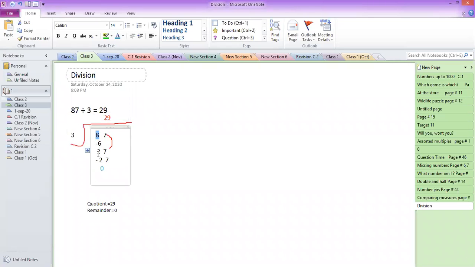8 minus 6 equals 2 and you drop down this 7 here. It becomes now 27. Now check the table of 3 whether 27 comes in the table of 3 or not. So 3, 9 times will give you 27. And then 27 minus 27 equals 0. When you get this 0 in the answer, that means division is finished. This is your quotient and this is the remainder. It's not necessary that you always have remainder 0. Sometimes you have remainder 1, 2 like this.